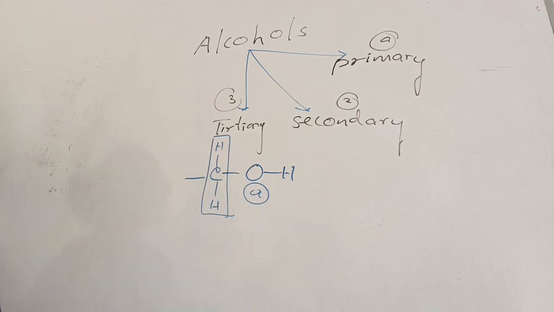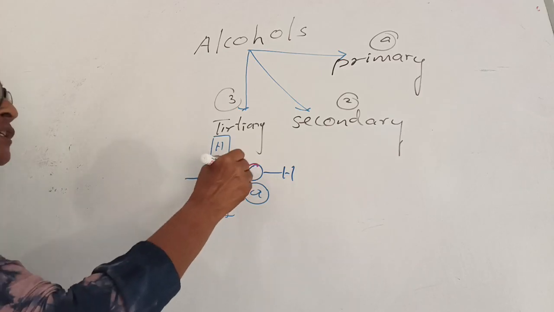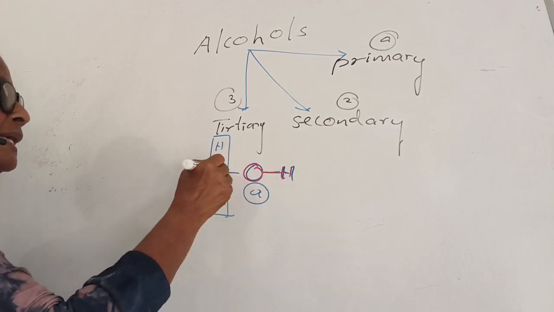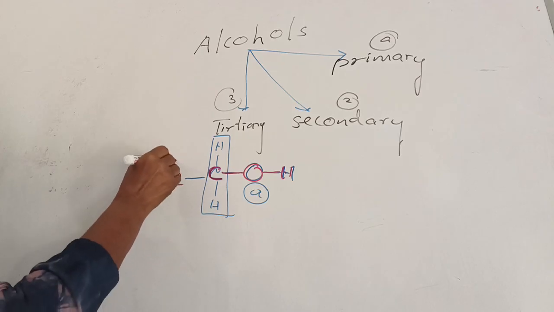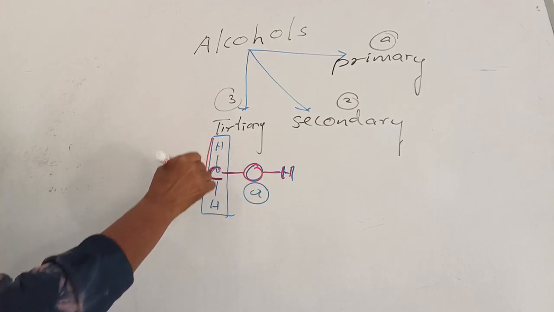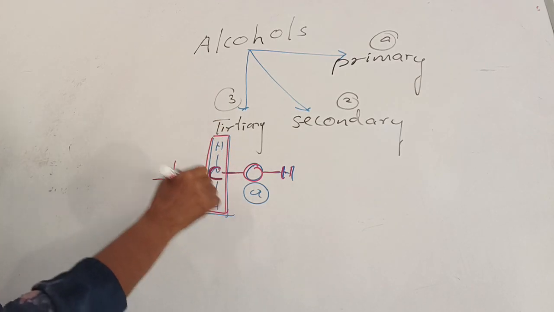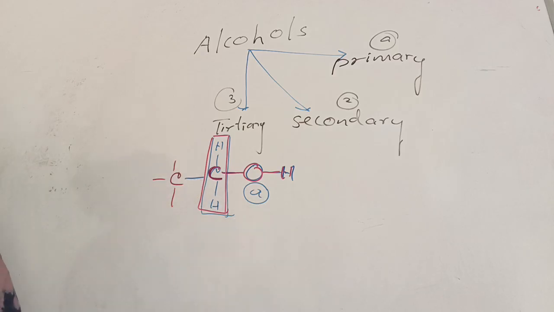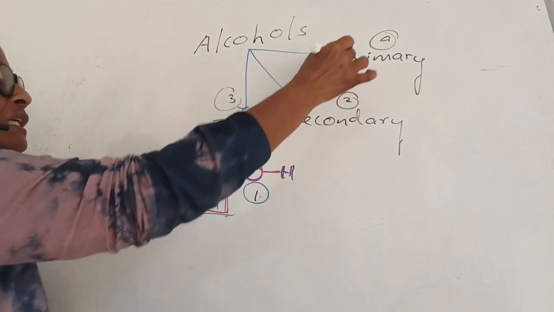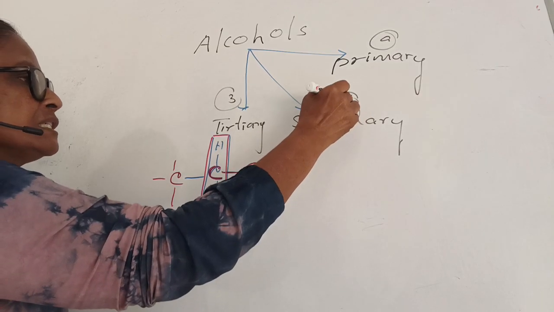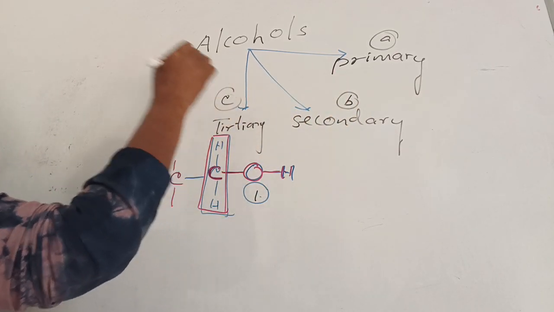It is the A category. So the OH group, which is the functional group of the alcohol, is attached to a carbon. If that carbon is attached to either one carbon atom on the other side, or else two hydrogen atoms, it is the first category, the A part, primary alcohol. At the same time, we can move on to the B category and the C category.